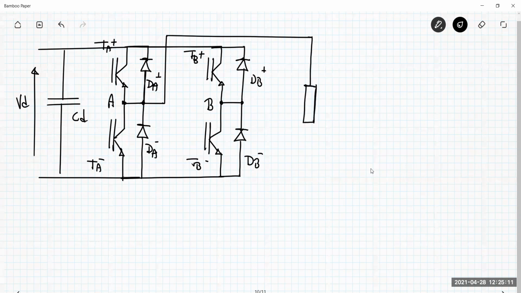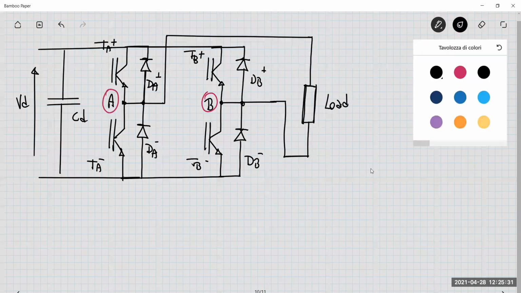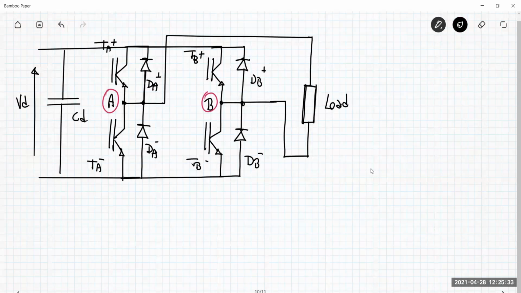Let me put here a generic load, and then it's connected here between the node A and the node B. So I described before this 4-quadrant converter by saying that if you put I naught average value and V naught average value, this specific circuit is a 4-quadrant converter.